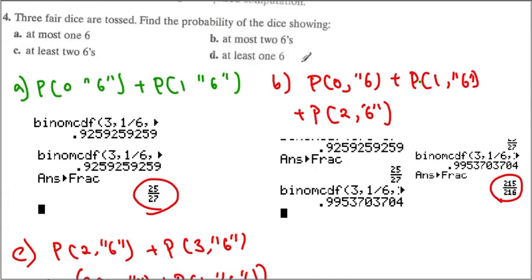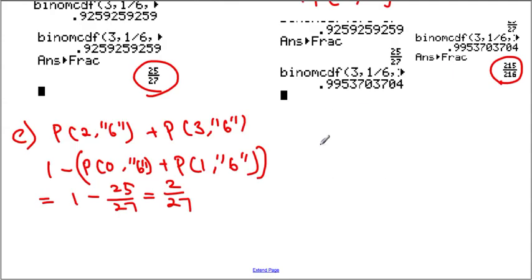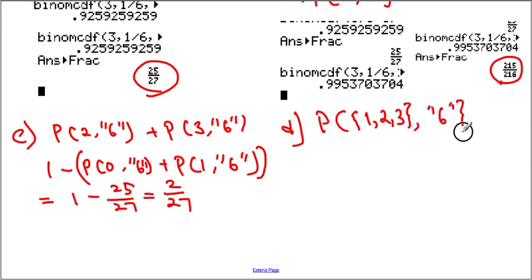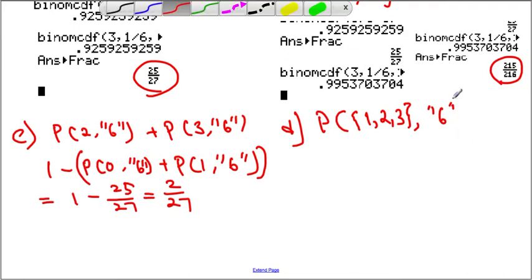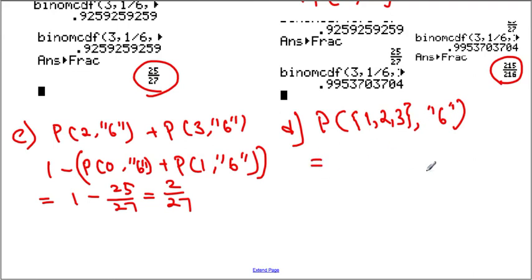Now, at least one basically means probability of getting, let me put a set notation, 1, 2, 3 sixes. All of them combined together, then what's going to be happening? That's 1 minus probability of getting 0, 6. That's the same idea.